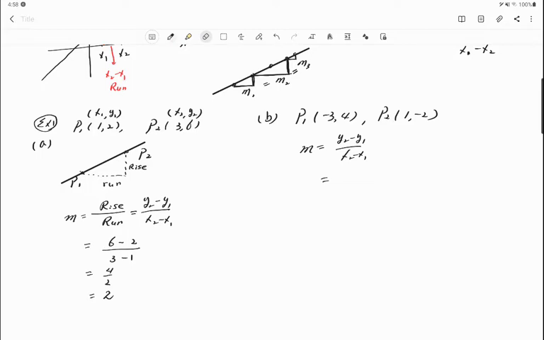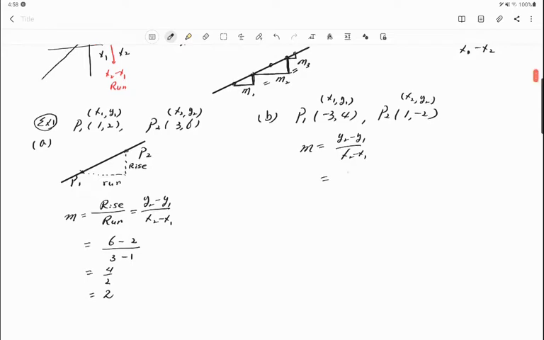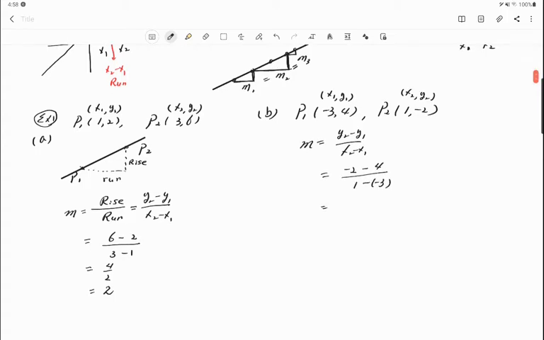Okay, so y2. I will use the first point as x1, y1, and the second point as x2, y2. So y2 is negative 2 minus y1, which is 4, over 1 minus negative 3. Negative 2 minus 4 is negative 6, and 1 plus 3 is 4, so negative 6 over 4. So the slope is negative 3 over 2.